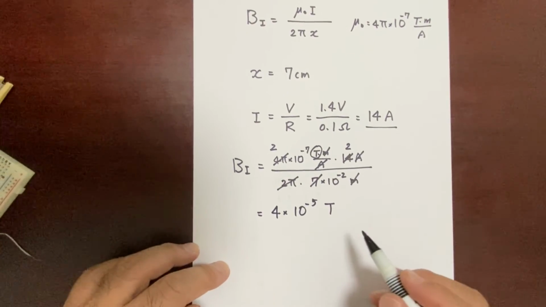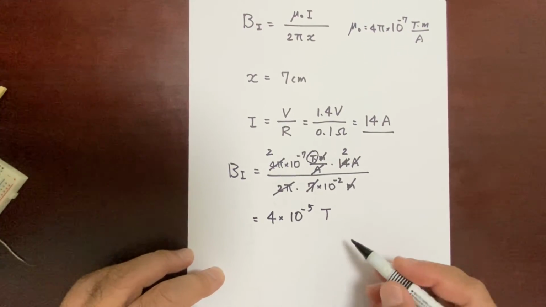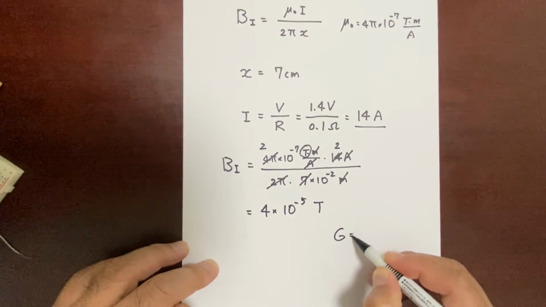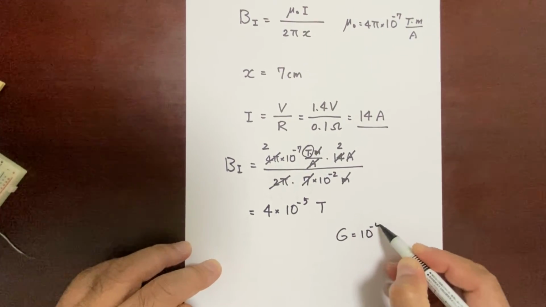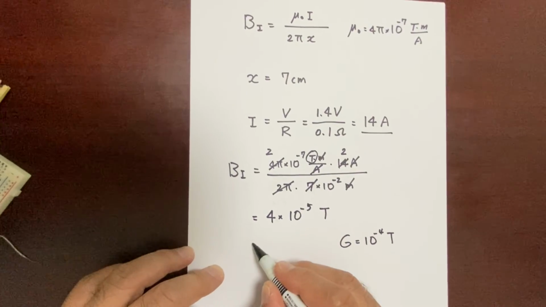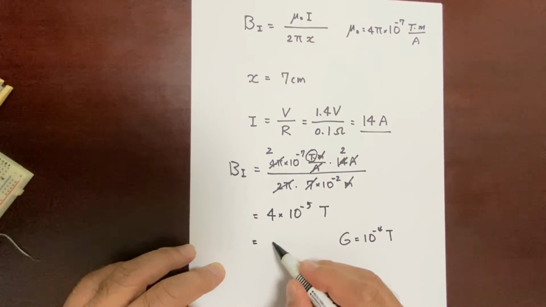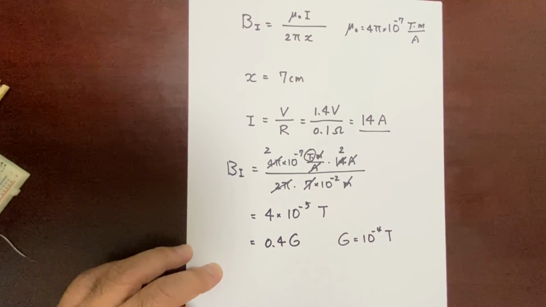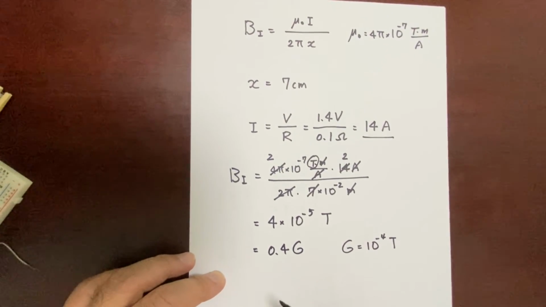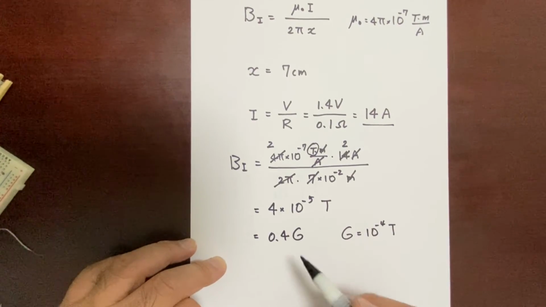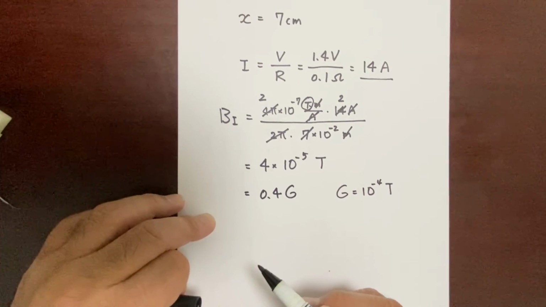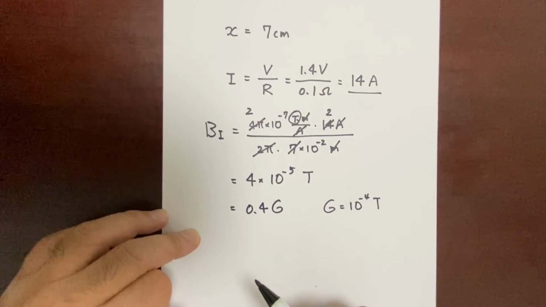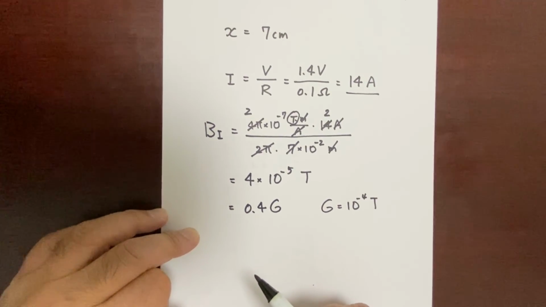So this is the magnetic field of the Earth. If we use Gauss instead of Tesla, one Gauss is equal to 10 to the minus 4 Tesla. So in Gauss, this becomes 0.4 Gauss. So this is the magnetic field of the Earth. Okay, so we can easily measure the magnetic field of the Earth by measuring the current and the distance to the compass.